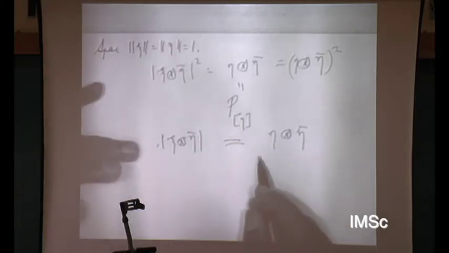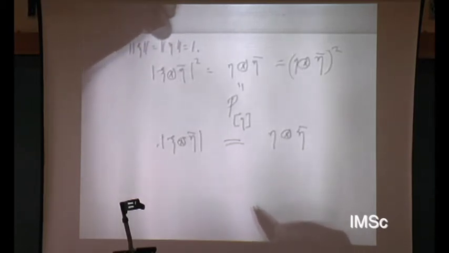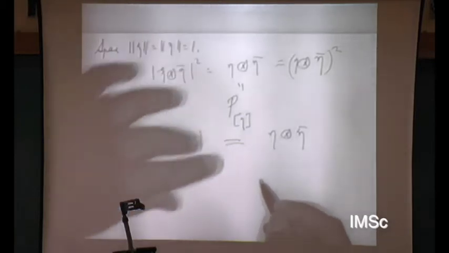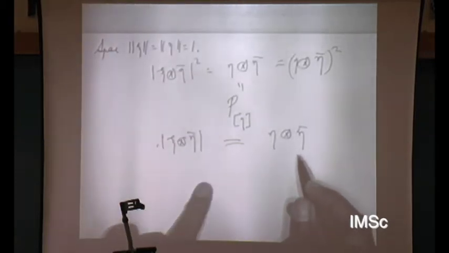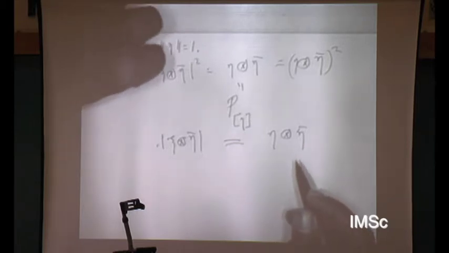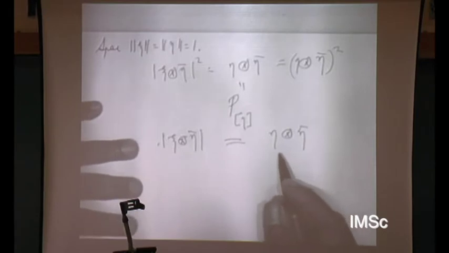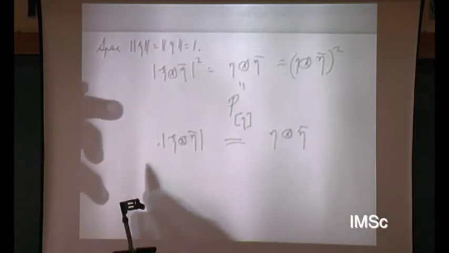And what is this? This is a rank 1 operator. So here there is the assumption that eta and psi were unit vectors. Otherwise, you must scale it up by some constant. So assume to start with that psi and eta are unit vectors. Then, what is trace of eta tensor eta bar?